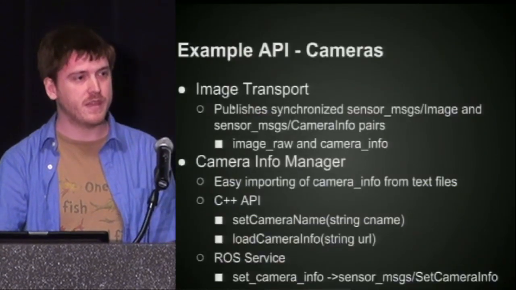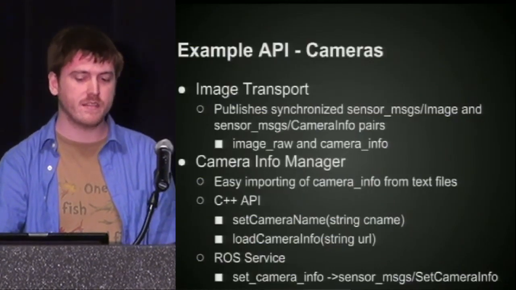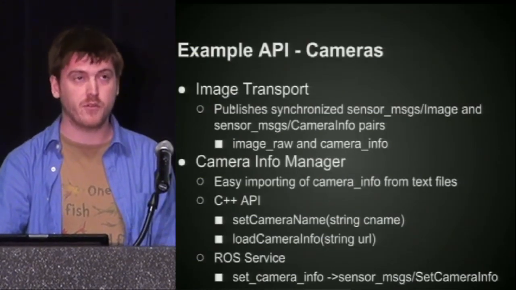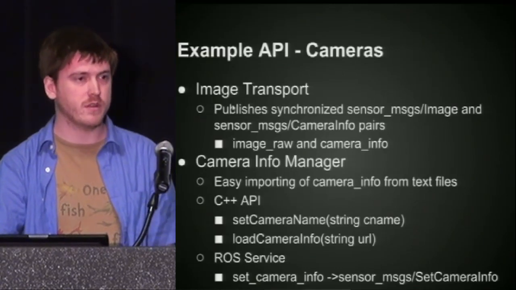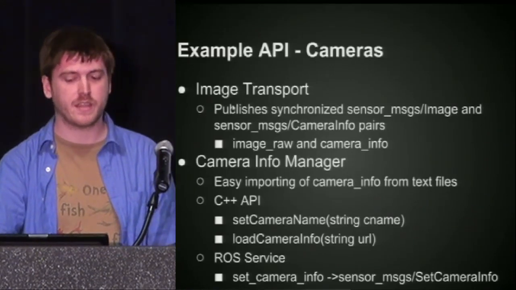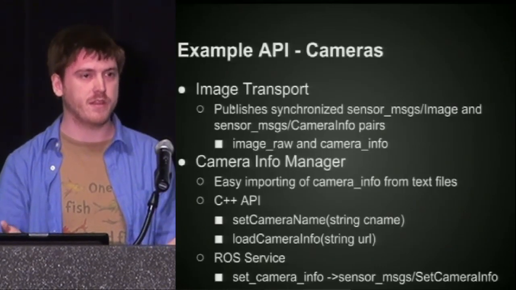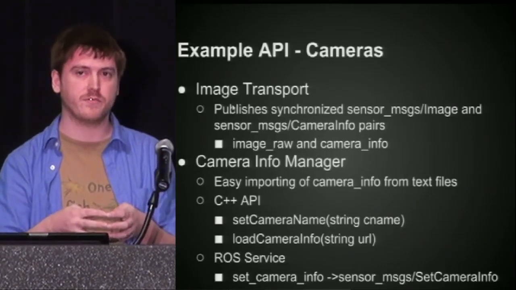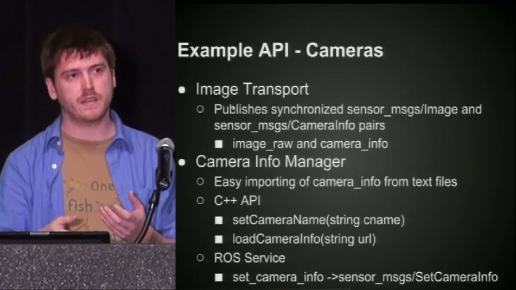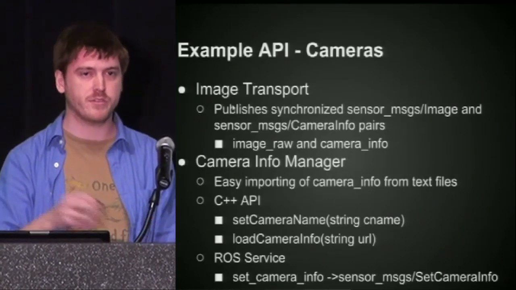So here's an example API. This is one of the more complicated ones, for cameras. There are two assistant libraries here. One's called image transport, and one's called image camera info manager. Image transport publishes a set of synchronized messages between sensor images and sensor camera info. On the topics image raw and camera info, it publishes the synchronized sets for you. And it also includes helpful things like the pointer versions that you can use so that you can put this image transport directly into a nodelet.